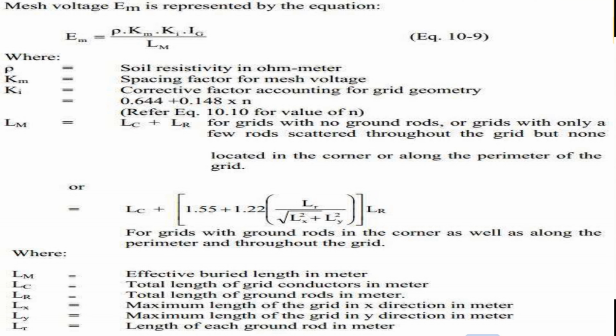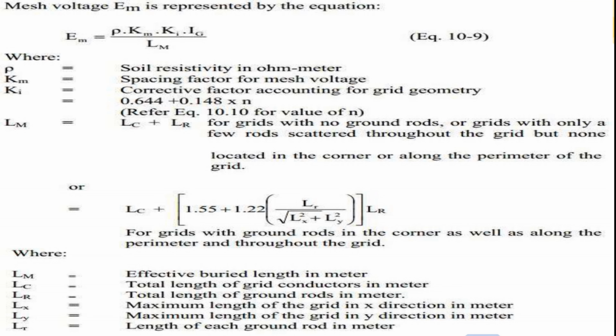K_I is a corrective factor that adjusts for the specific geometry of the grid, including the presence of rods. I_G is the grid current, representing the fault current flowing into the grounding system. Finally, L_M is the effective buried length in meters, which varies depending on the grid's configuration.